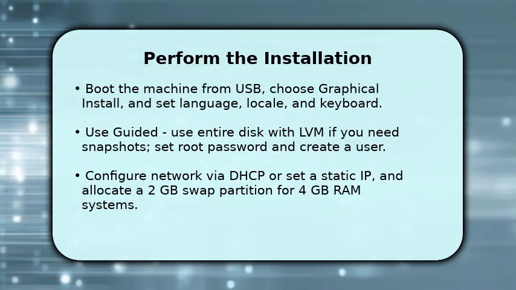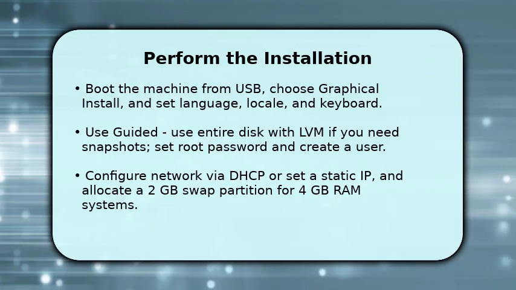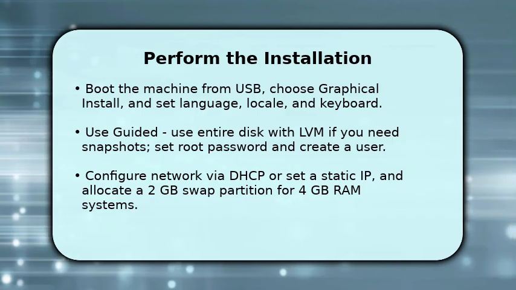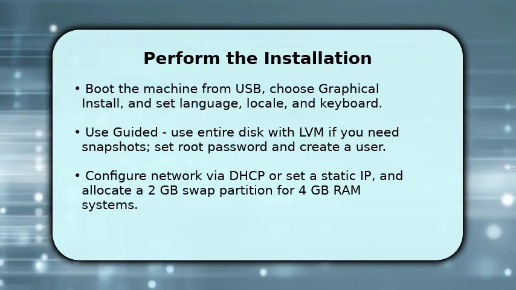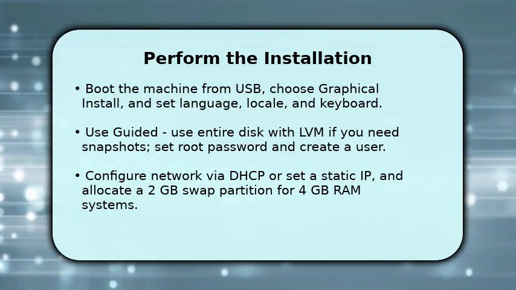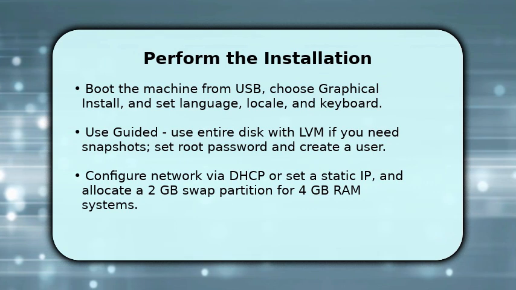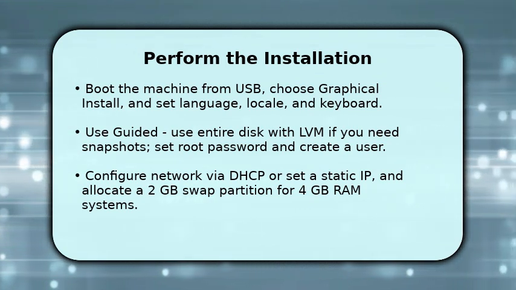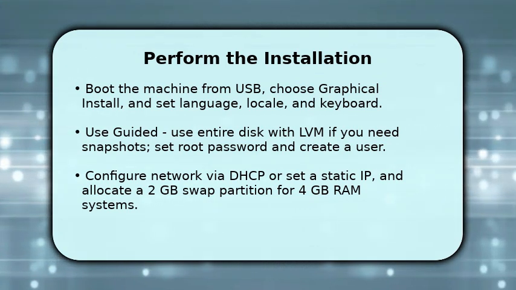Opt for LVM if you plan snapshots or flexible resizing, and allocate about 20 GB to root with a 2 GB swap partition for systems with around 4 GB RAM. Set a strong root password and create a regular user with sudo privileges. Configure network via DHCP or enter static IP, gateway, and DNS information if required.